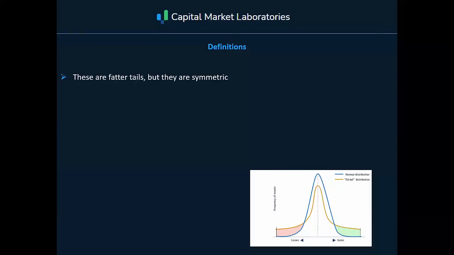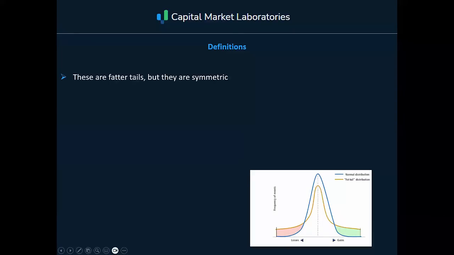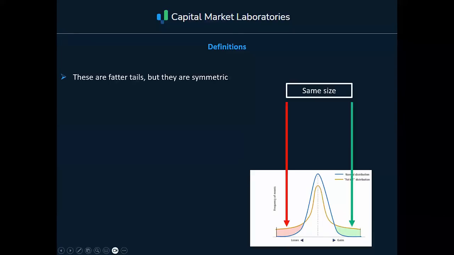These are fatter tails that we looked at, right? I'll go back. These are fatter tails, but they're symmetric. You guys see that? They're symmetric. They're fatter here and fatter here by the same amount. So same size tails. This is the downside tail and the upside tail. So we can talk about kurtosis, tail fatness, tailedness, but we can also talk about the symmetry of it, right?